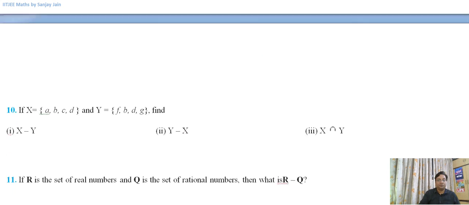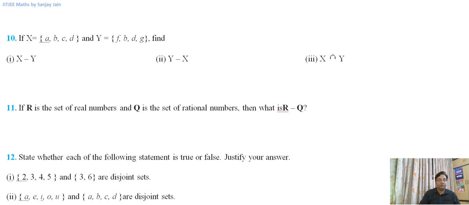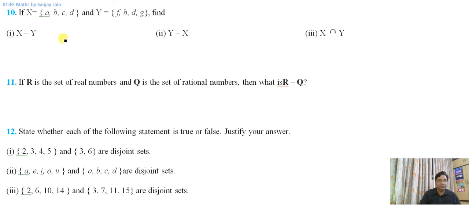Now I have got these questions which are very simple, so I'll do them very fast. X has got these elements, Y has got these elements, X minus Y. So I'll have elements of X that are not there in Y. So A is there in X but not there in Y. B is there in Y, so I'll not write it. C is not there in Y. D is there in Y, so I'll not write it. So this is my set.